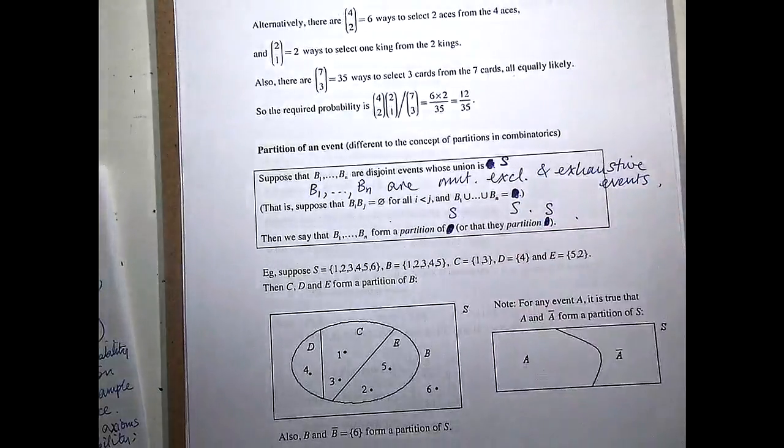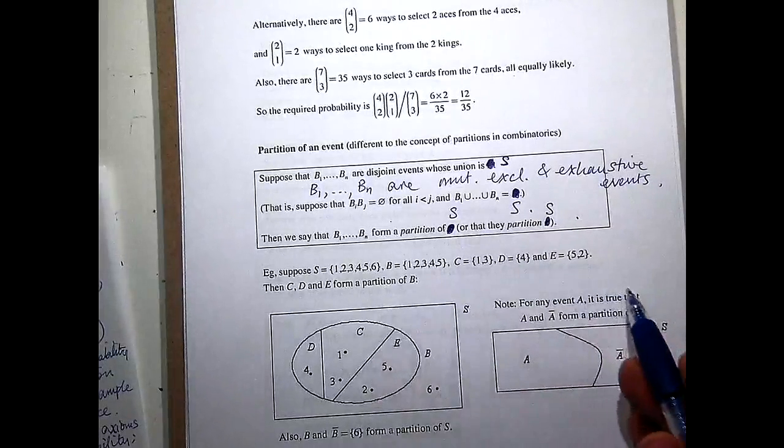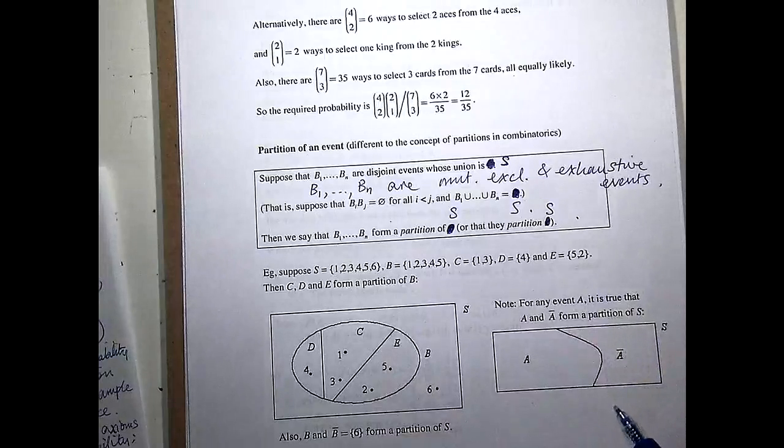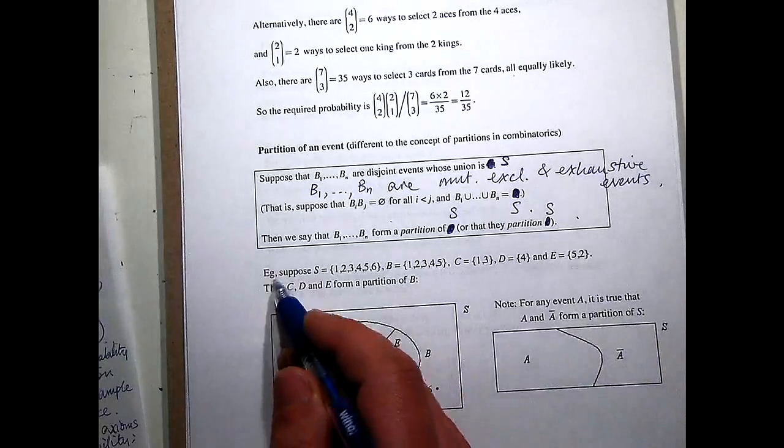So C, D, and E form a partition. In this context, C, D, and E form a partition of B.